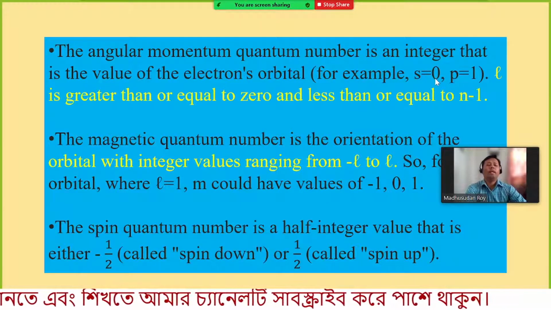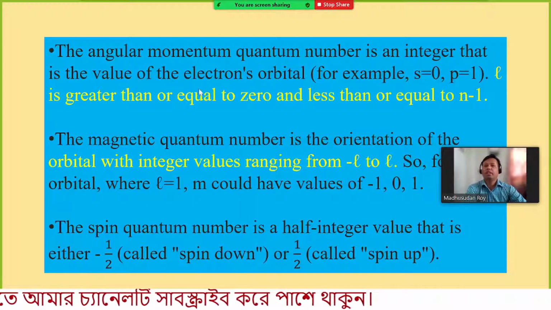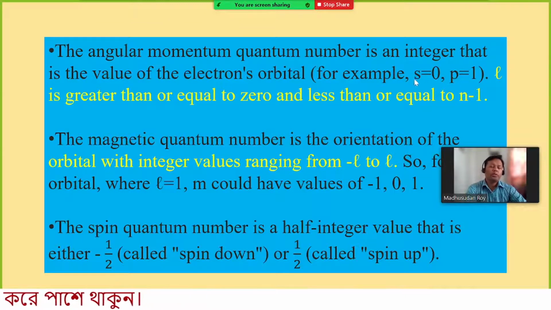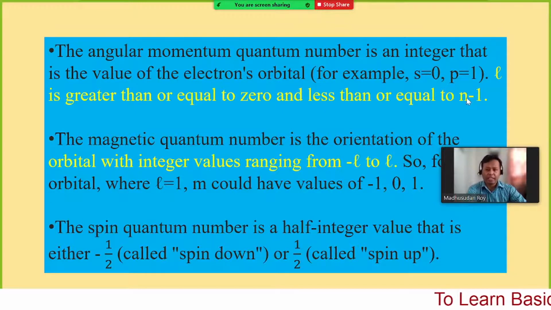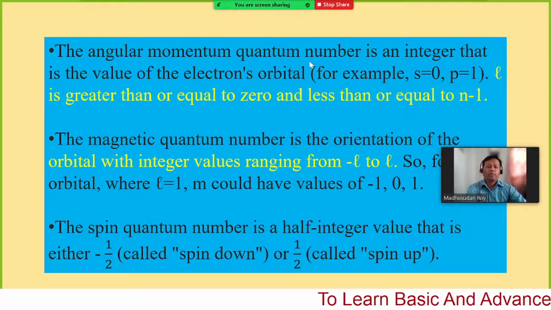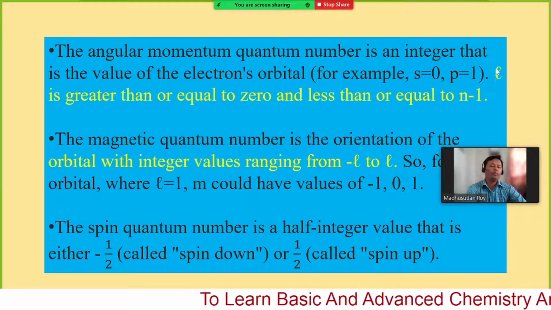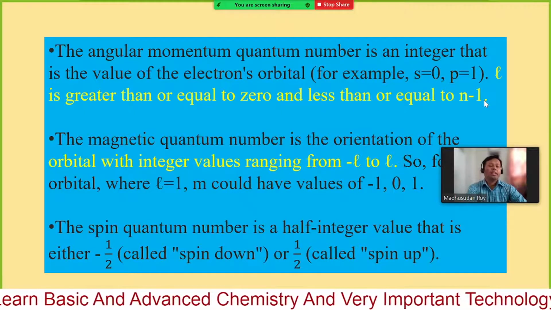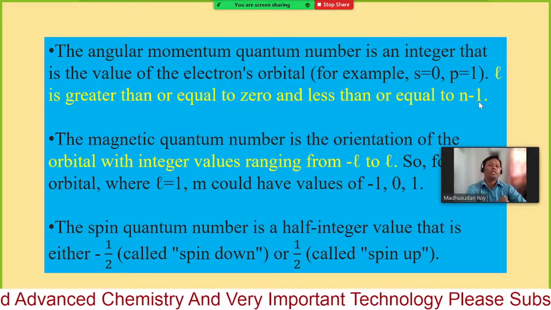So what will be the value of the azimuthal or angular momentum quantum number? From 0 to 2. Here I have mentioned n equals 3, so L will be 0, 1, 2, and 3 will not be possible, because n minus 1 is 3 minus 1, which is 2. So the value of L will be 0 to n minus 1, and that is represented by some symbol.